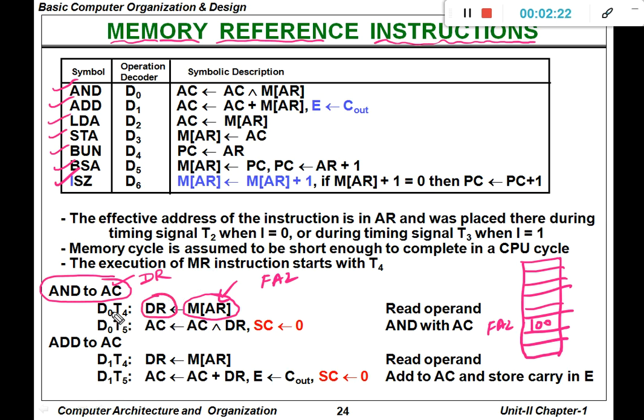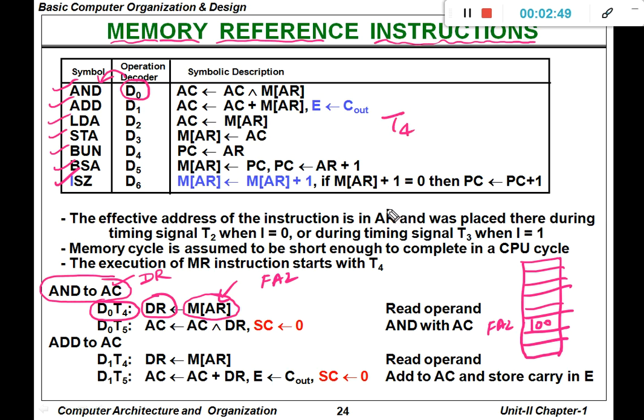That particular operation is represented as D0 T4. So what is meant by D0? The operation decoder D0 represents the AND operation, and T4 represents the timing.